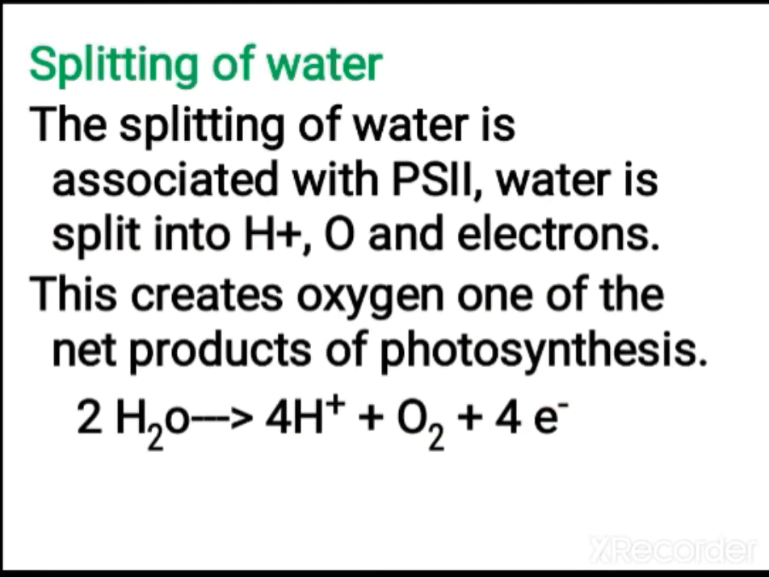First, splitting up of water is the major one. The splitting up of water is associated with PS2, photosystem 2, and the water splits into hydrogen ions and oxygen. So it creates oxygen as one of the net products during photosynthesis. This is the reaction that occurs here.